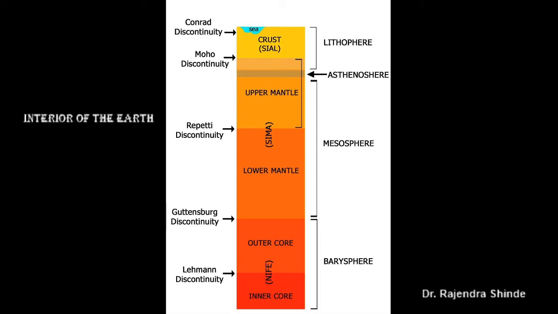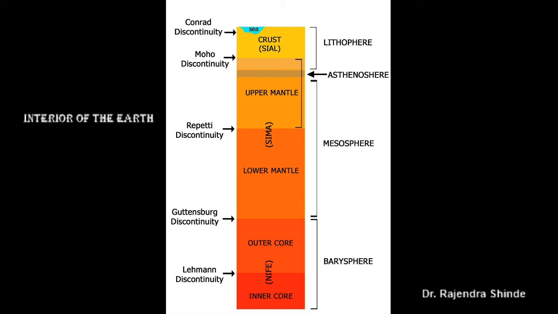Okay, now we will see the interior of the earth. So fundamentally, the interior of the earth is divided into three layers. The first one is crust, second one is mantle, and third one is core. All these three layers are shown in the figure. Now we will have a discussion about the first layer, which is the crust.